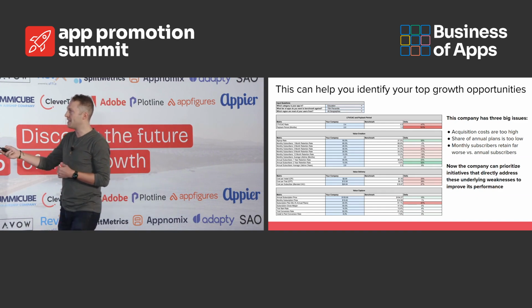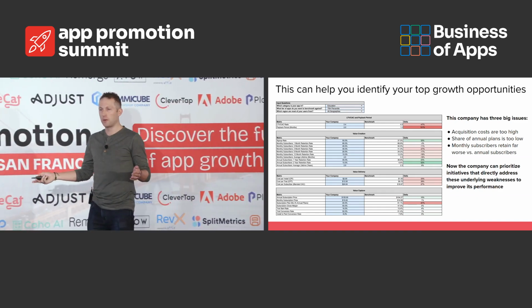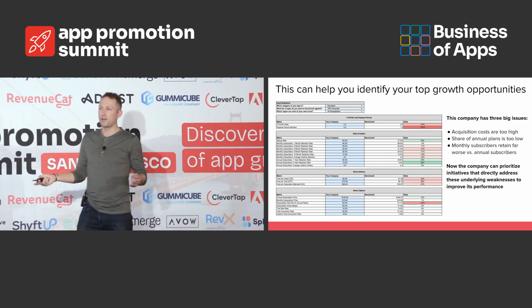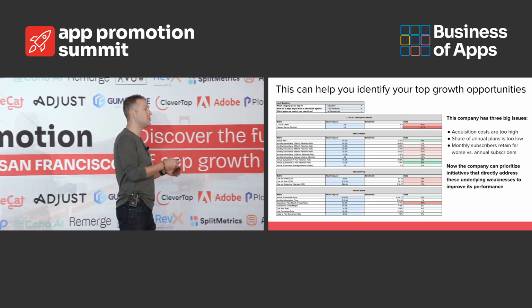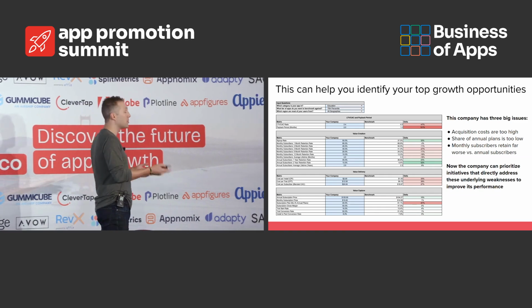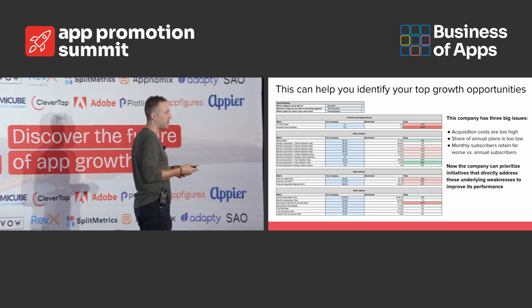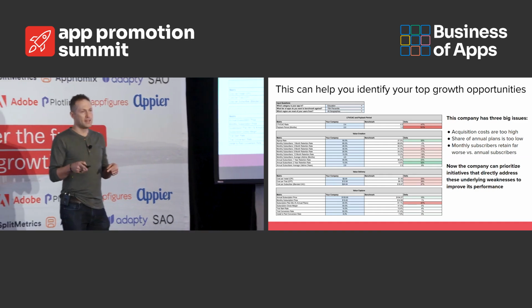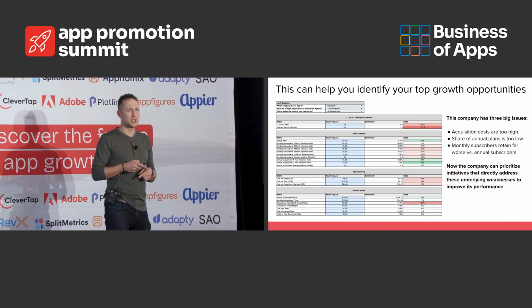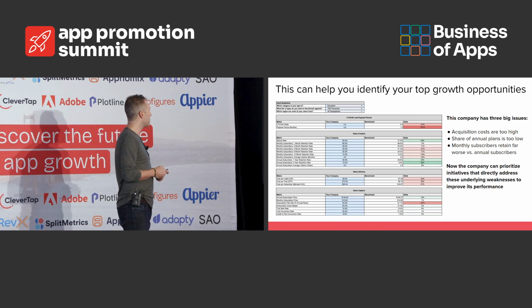So it's not like this gives them the solution to all of their problems, but at least now they know where to focus. They know that maybe their annual subscription price is too high. Maybe they need to do more to retain monthly subscribers. And they certainly need to do more to improve the efficiency of their user acquisition. And so by focusing in those areas, they can figure out specific product and marketing initiatives to improve their performance.